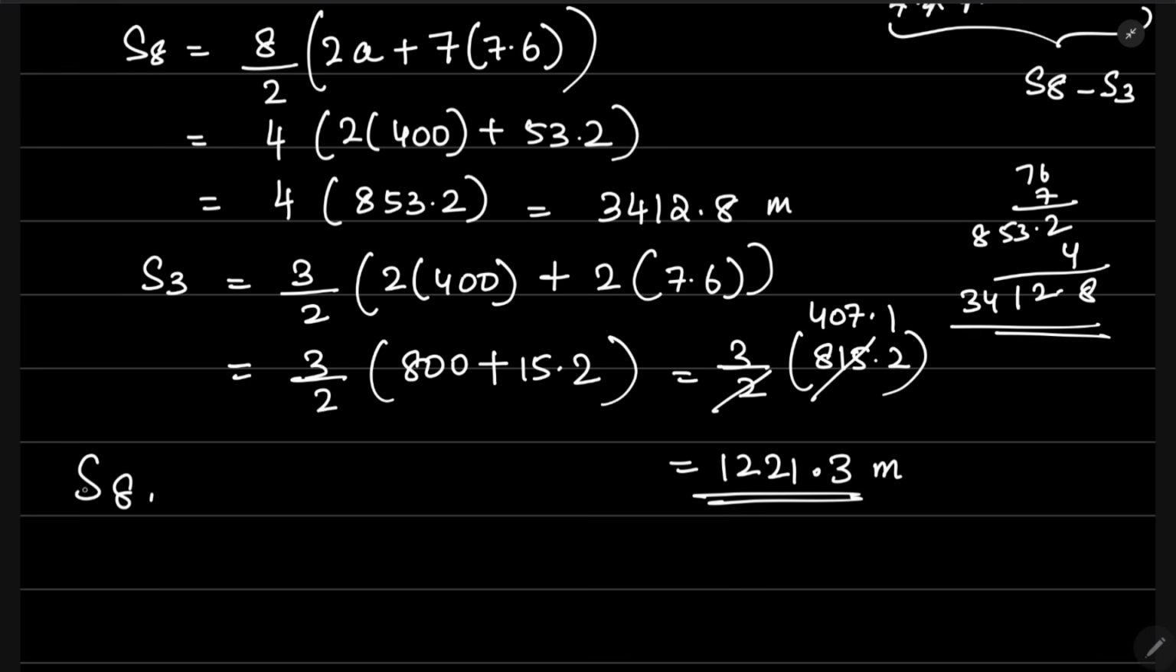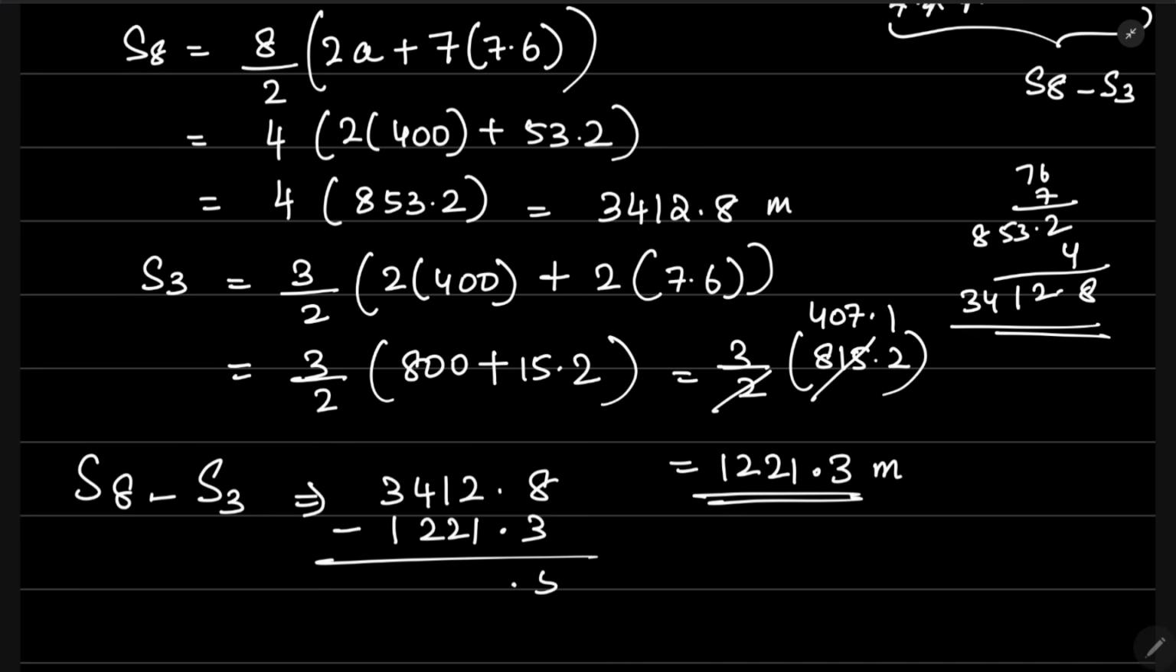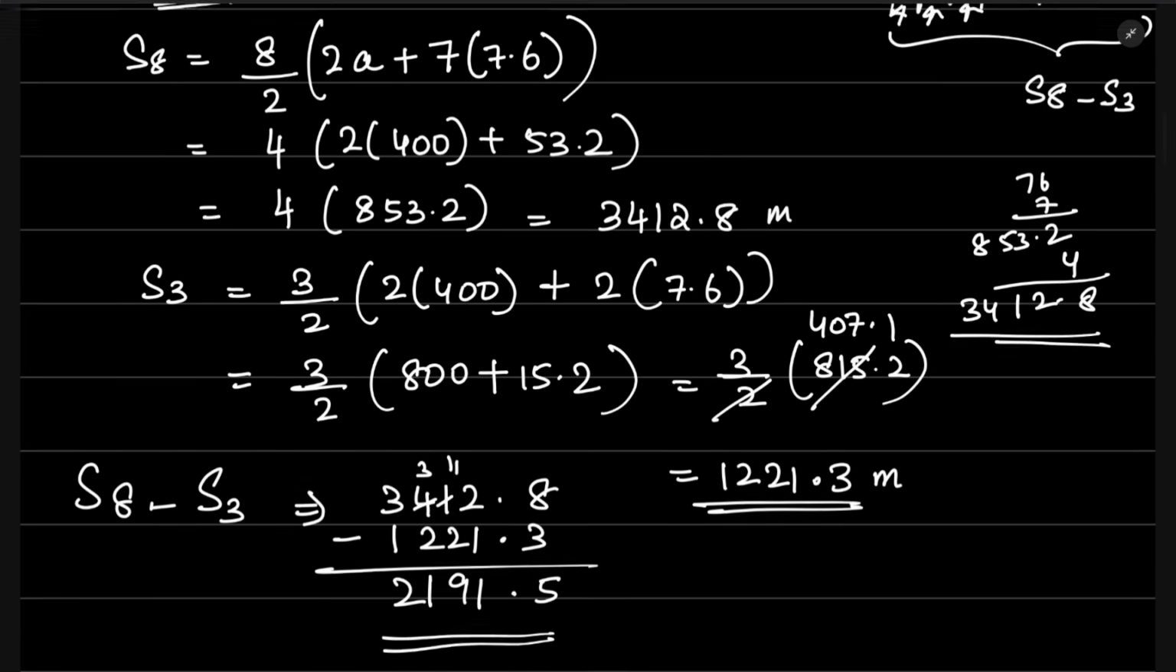Now let us calculate S8 minus S3. It is 3412.8 minus 1222.3, which is approximately 2191.5. Okay, so this is the total distance. Is it clear? Do try it out yourself.